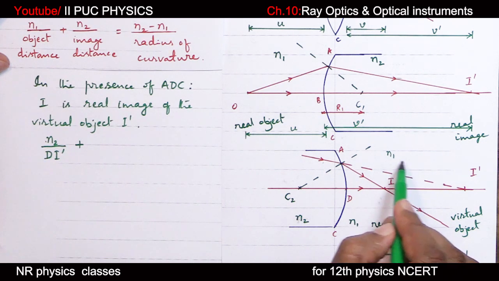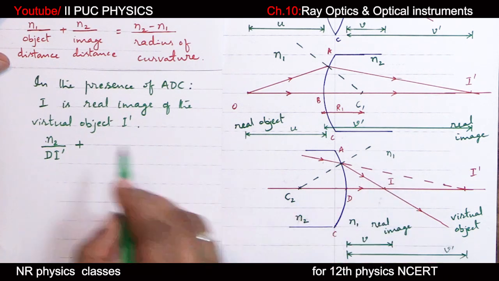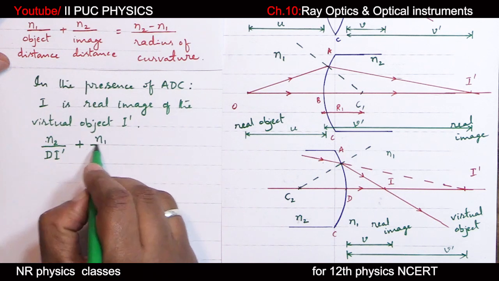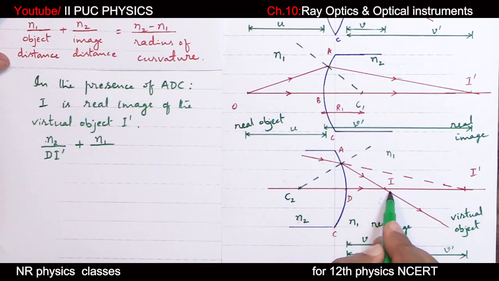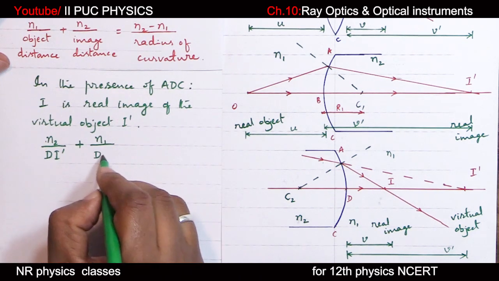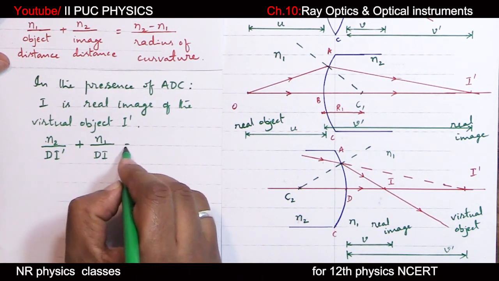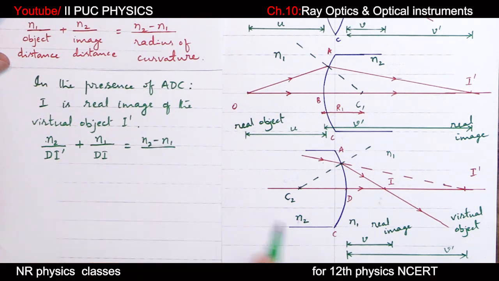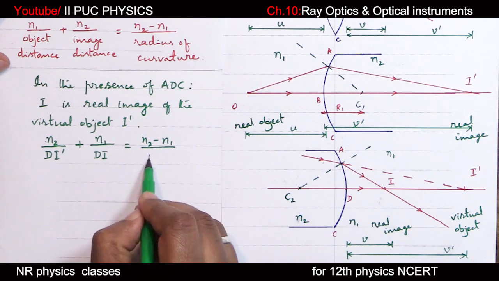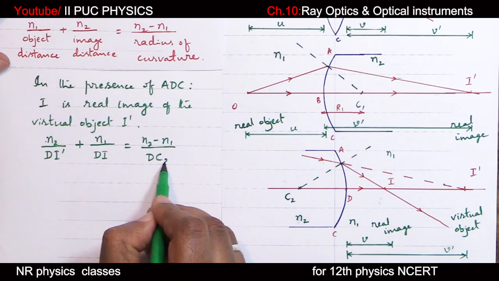Image space. Refractive index of image space is N1. N1 by image distance, image distance is di, equal to N2 minus N1 by dC2.